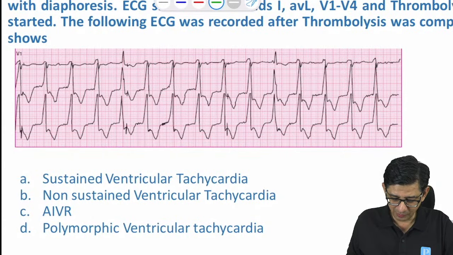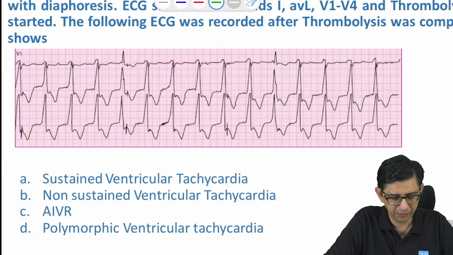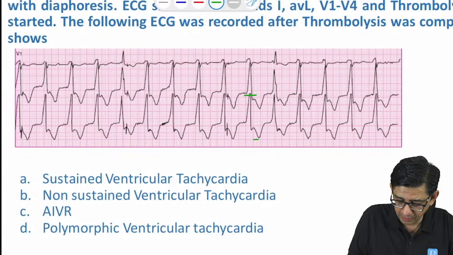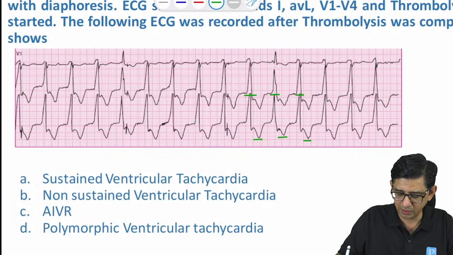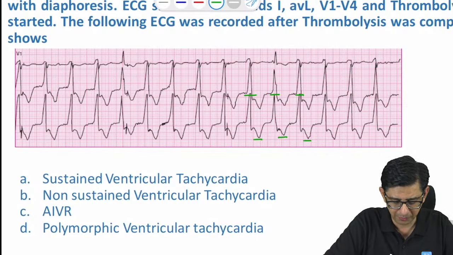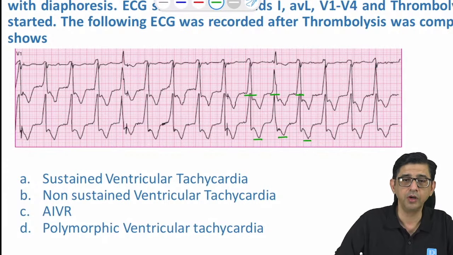Fine. Let's work it out, guys. Polymorphic ventricular tachycardia is something that's more commonly seen with electrolyte imbalances like hypokalemia, hypomagnesemia. It's more a manifestation seen with drug toxicity. So polymorphic ventricular tachycardia should have variable amplitude of the broad QRS complexes. If you look at the height here, I don't think there is any disparity in the heights of the QRS. And there is downsloping ST depression also present in this patient. So this is not a feature of polymorphic ventricular tachycardia.